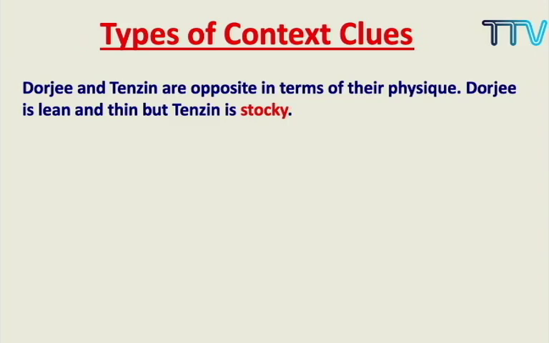Doji is lean and thin, but Tenzin is stocky. Oh, now you will get the meaning of stocky. Stocky is the opposite of lean and thin. Why? Because Doji and Tenzin are already mentioned as opposite. You got it? Okay, yes.